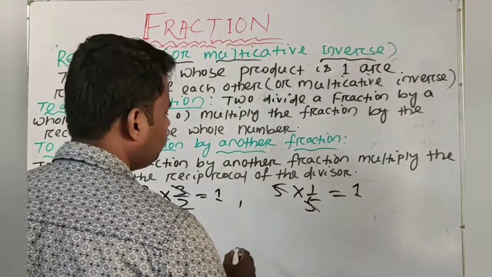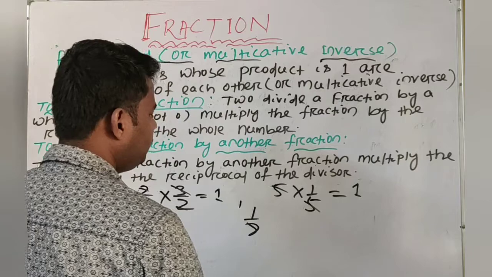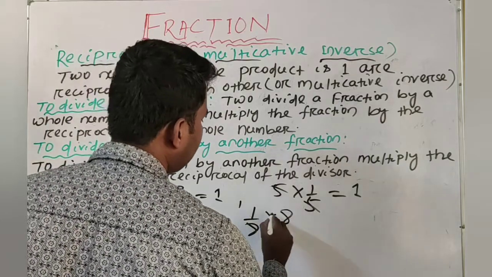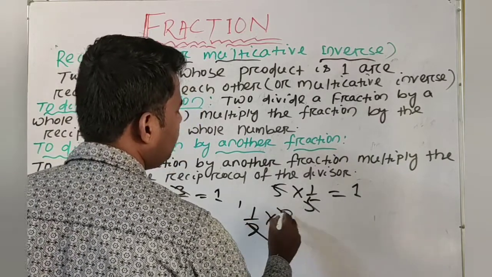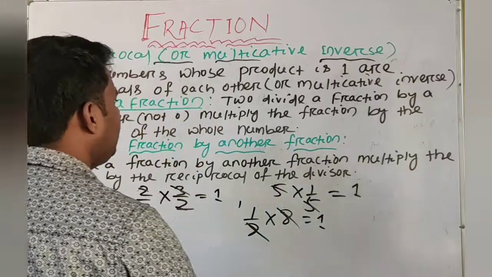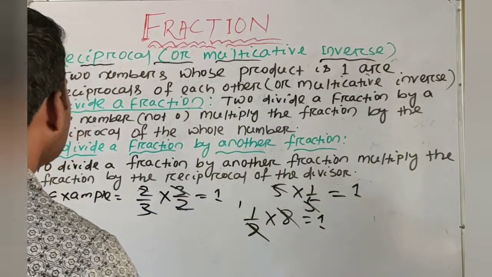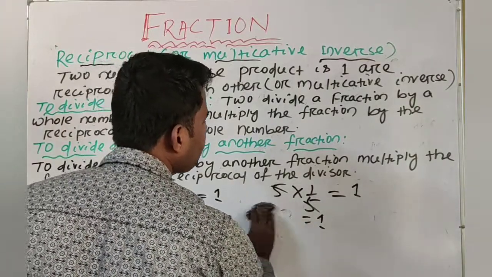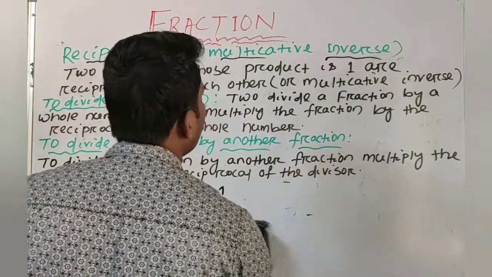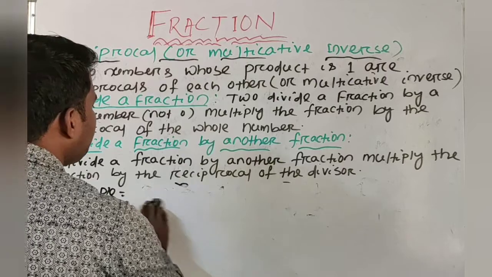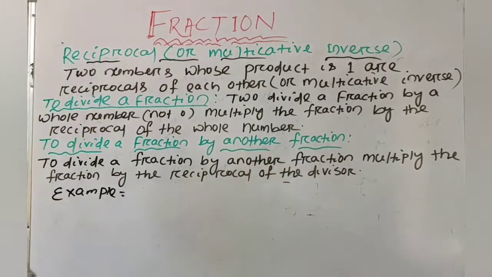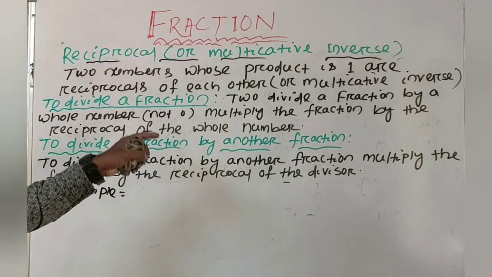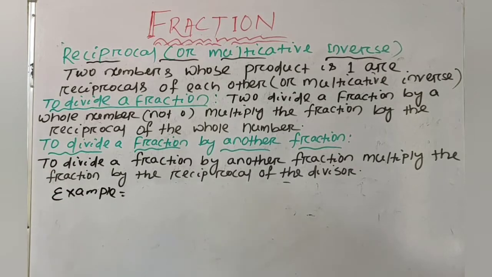And when we take 1 by 8, what will be its reciprocal? 8. Because when we cancel out 8, we will get 1. So 8 and 1 by 8 are reciprocals of each other. So reciprocal means when we multiply two numbers and we get product 1, then they are reciprocals of each other.